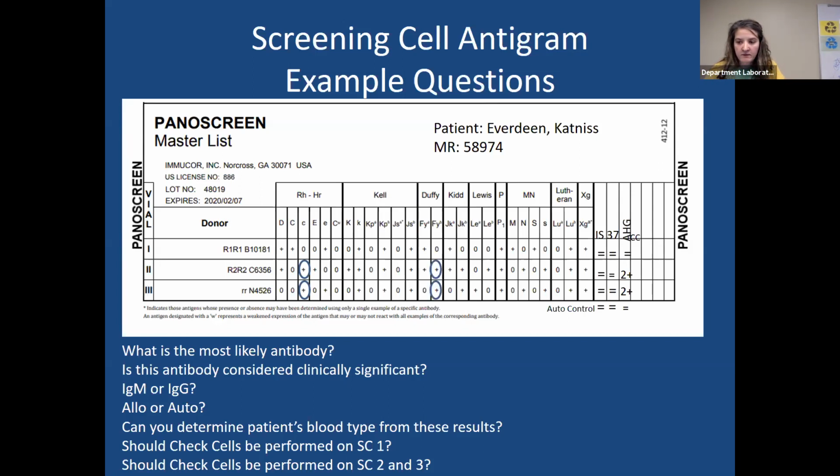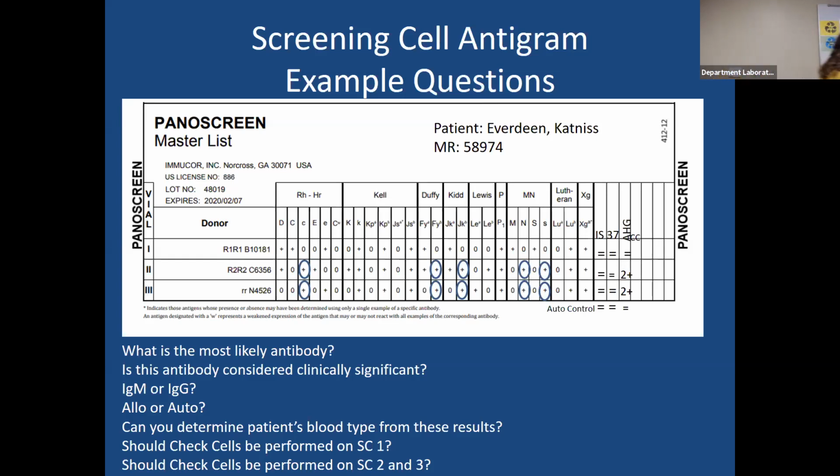Duffy B. Sorry, Aaron, you said that. What's next? JKB. N. Little s. Any others? No, so those are our possible antibodies. Are there a combination of any two that might work?